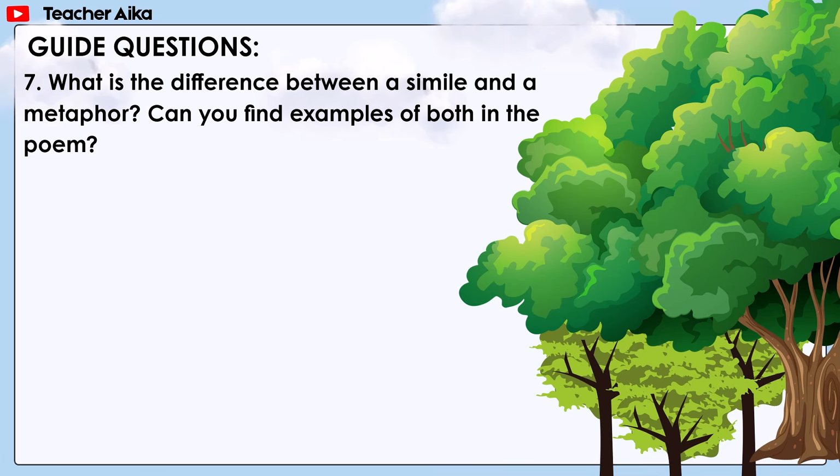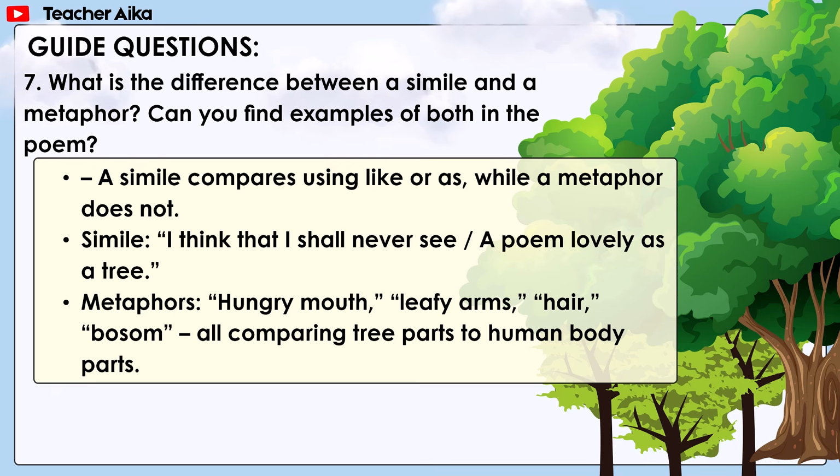7. What is the difference between a simile and a metaphor? Can you find examples of both in the poem? Answer. A simile compares using like or as, while a metaphor does not. Simile: I think that I shall never see a poem lovely as a tree. Metaphors: hungry mouth, leafy arms, hair, bosom, all comparing tree parts to human parts.